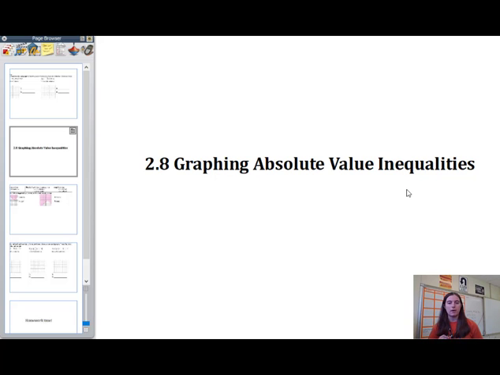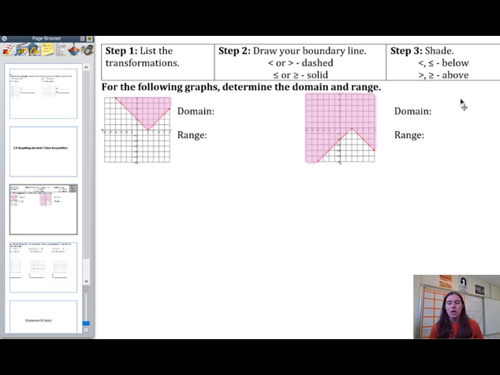Alrighty, now let's talk about graphing absolute value inequalities. First, I want to go over the domain and range when we've got absolute value inequalities. As a reminder, any type of inequality, we're going to have some shading going on here. With the domain, just like if it wasn't an inequality, it's still going to be negative infinity to infinity, or all real numbers. Then the range depends on what is being shaded.